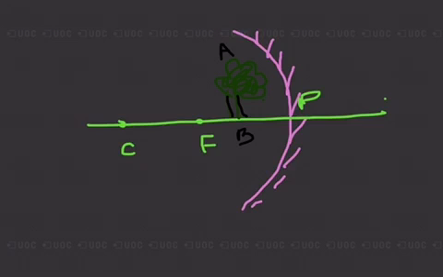So now there's this tree between the focus and the pole. Let us consider this. Here comes an incident ray parallel to the axis from the tree. Now this will obviously pass through the focus. So here comes our first ray.